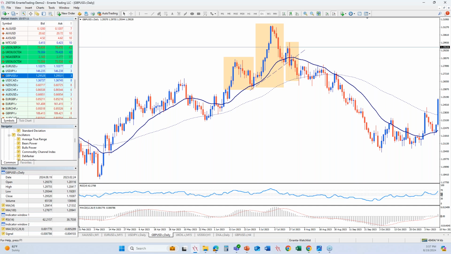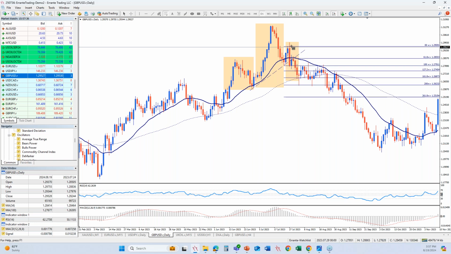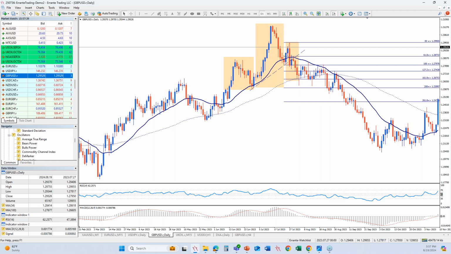Furthermore, when the neckline is broken, traders can use Fibonacci extensions to set profit targets. For example, the 161.8% Fibonacci extension level from the head to the neckline can provide a potential target for the downward move after a head and shoulders pattern completes. Or you can use it from the break point to the right shoulder here. And you can project the 200%, 161.8% as your price projection.